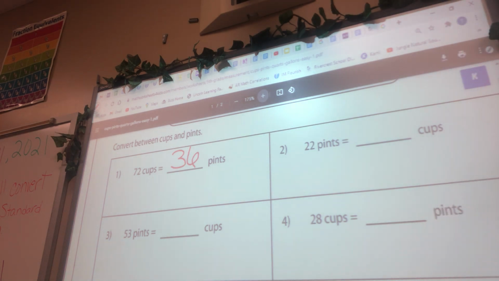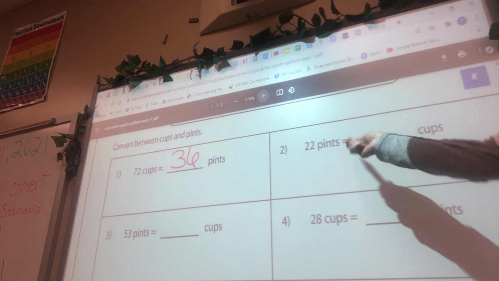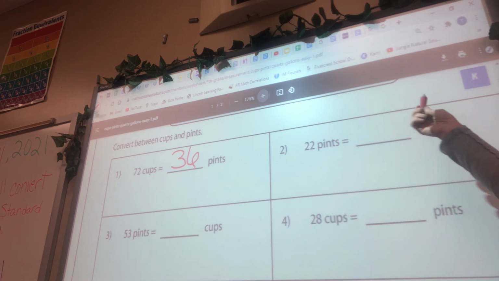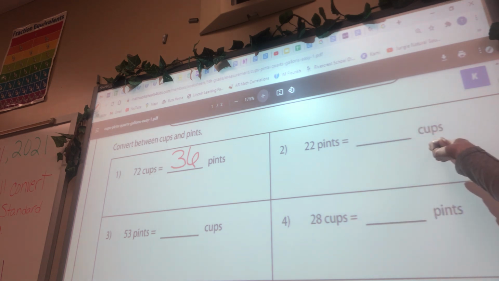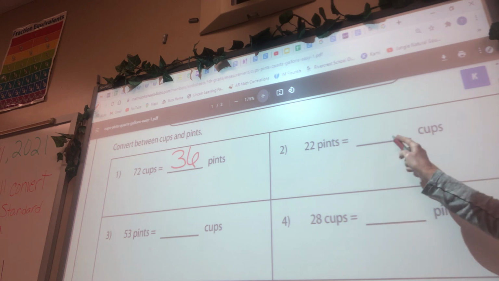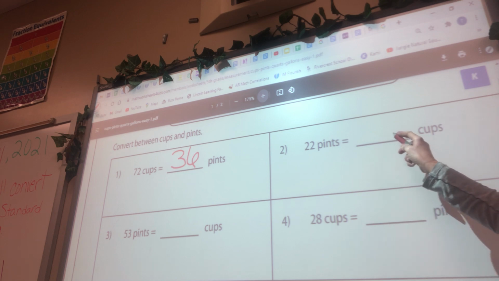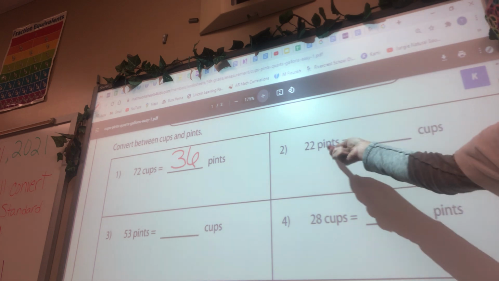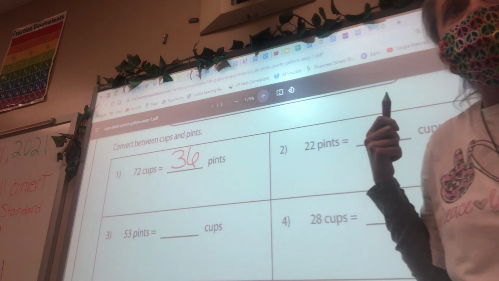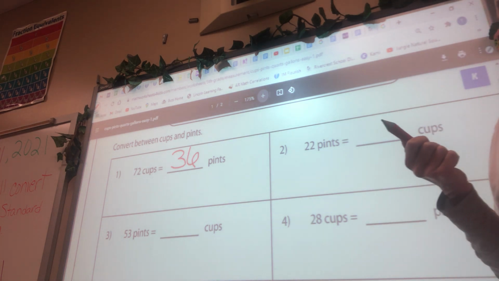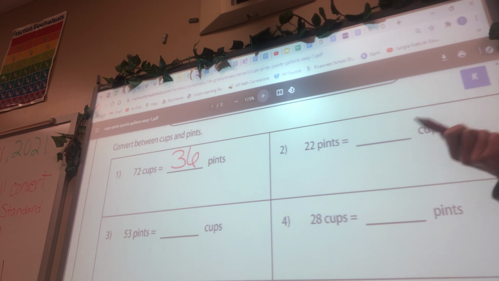This time, I'm working with pints, 22 pints. I need to know how many cups that would be. So is my number that goes here going to be bigger than or less than 22? It's going to be bigger because it takes more cups to equal these same pints. And if I need a bigger number, am I multiplying or dividing? Multiplying, if I need a bigger number.